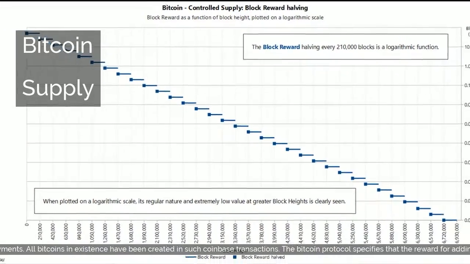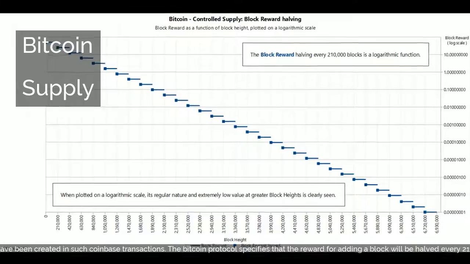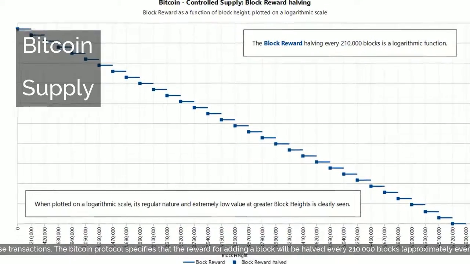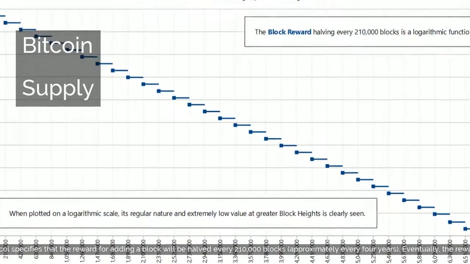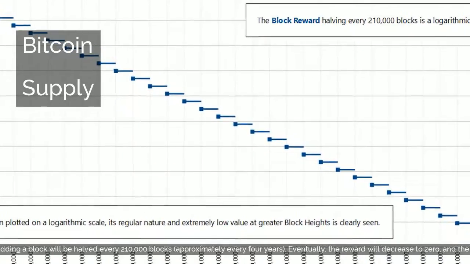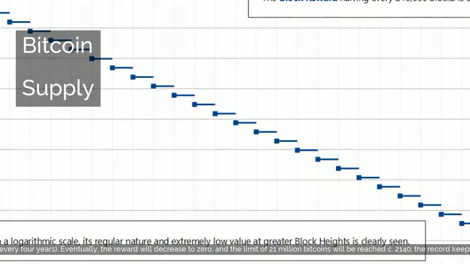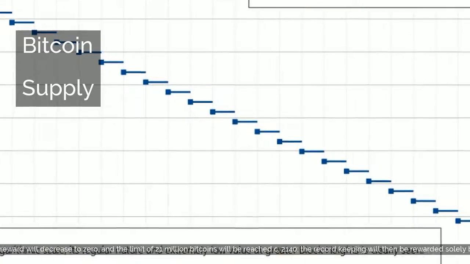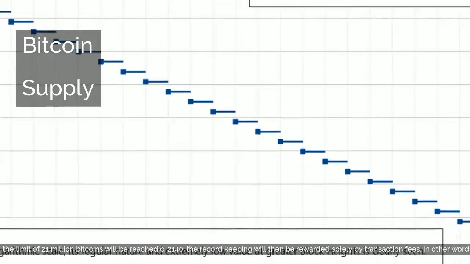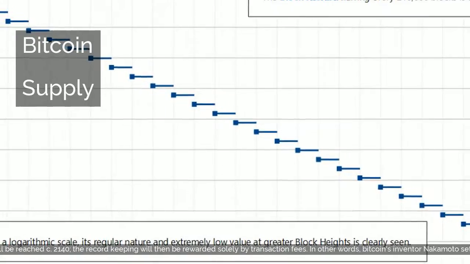The Bitcoin protocol specifies that the reward for adding a block will be halved every 210,000 blocks, approximately every 4 years. Eventually, the reward will decrease to zero, and the limit of 21 million bitcoins will be reached circa 2140. The record keeping will then be rewarded solely by transaction fees.